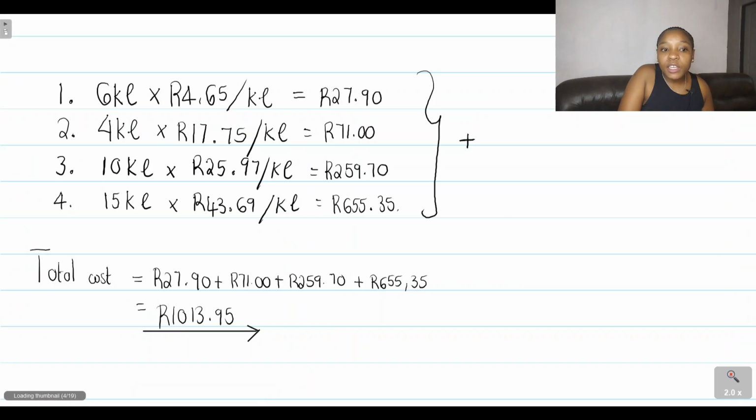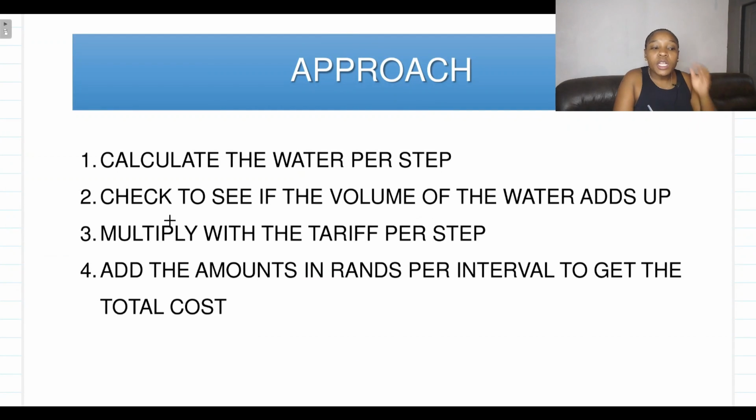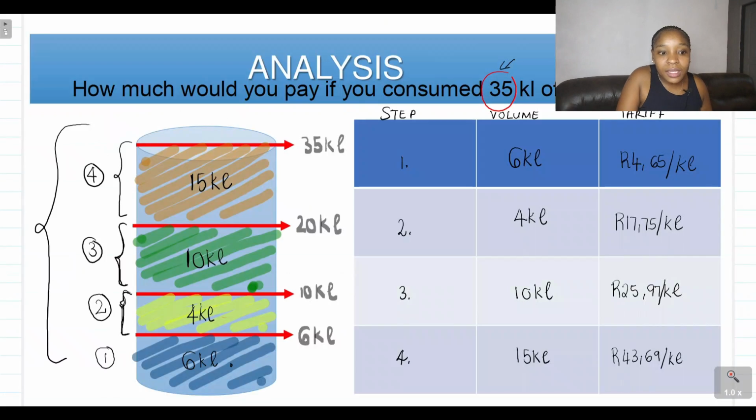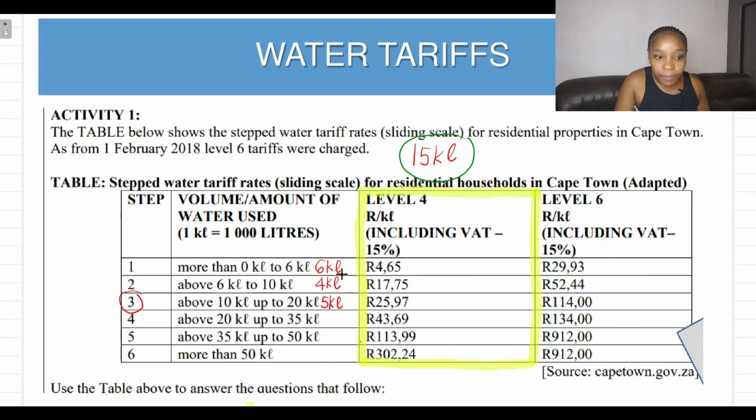So that is basically what I mean when I talk about check to see if the volume of the water adds up. If they're saying that a household consumed 15 kiloliters of water, you need to make sure that when you're adding up all the volumes in these different steps, they need to take you to 15 kiloliters of water.